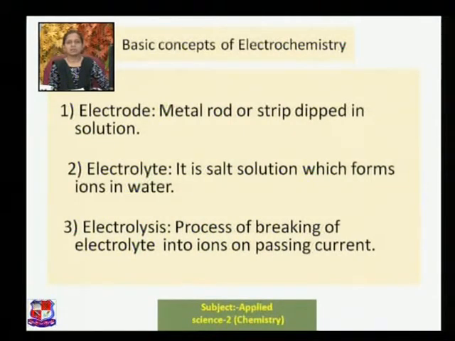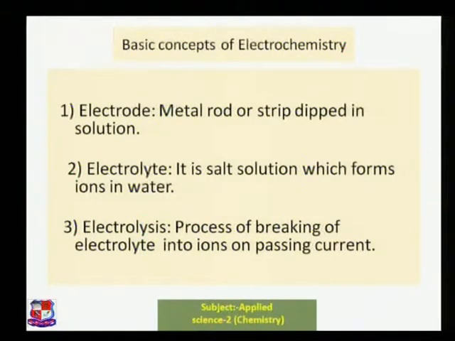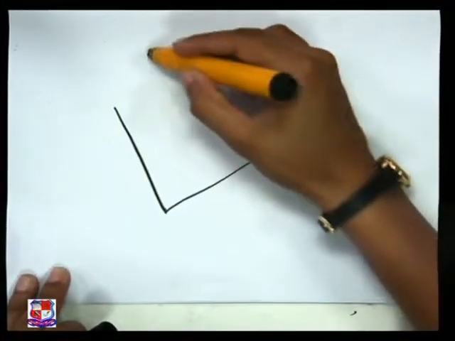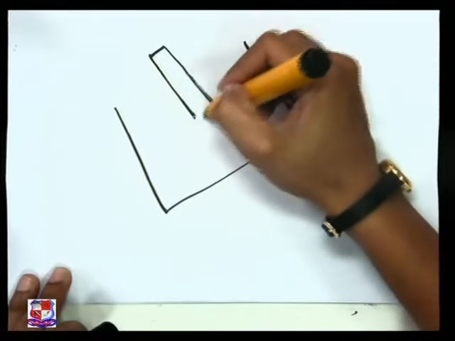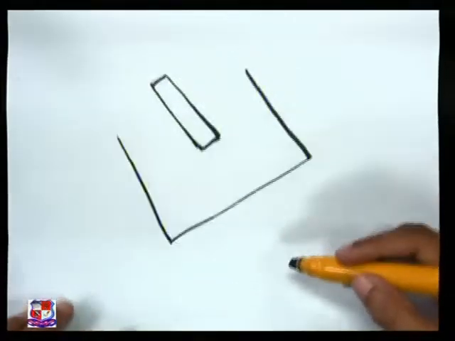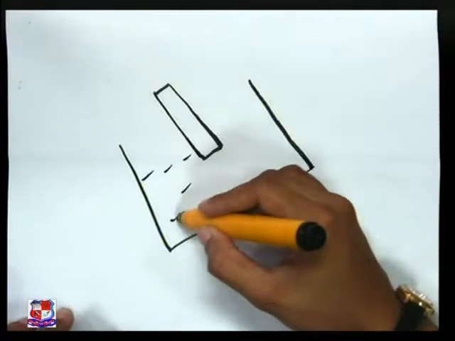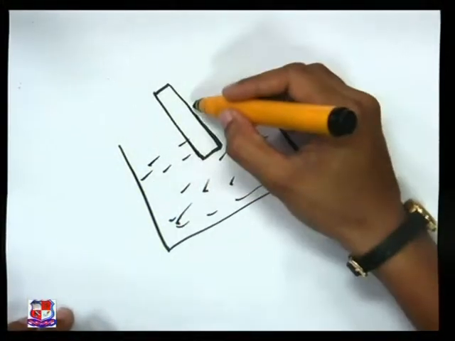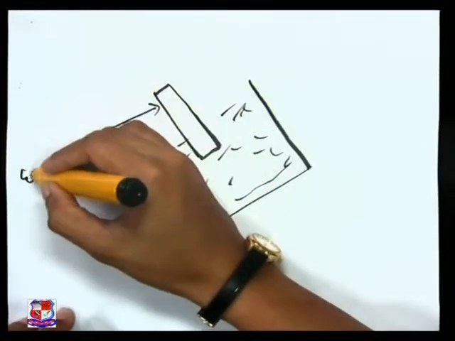Let us begin with the basic concepts of electrochemistry first. We have to understand this concept before understanding ionization and the pH concept. I'll draw the things. You have a metal strip, okay? This is a metal strip that is dipped into a solution of your electrolyte. So what happens here? This is known as your electrode.